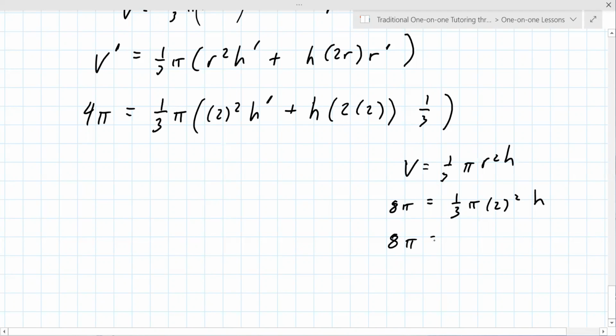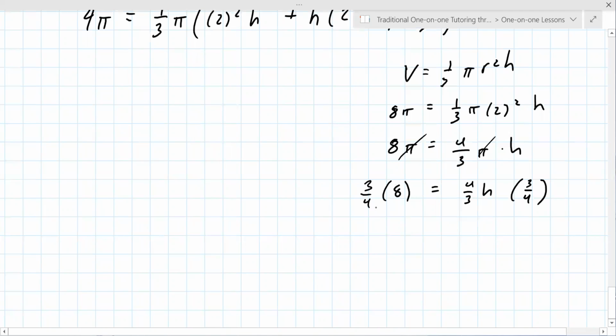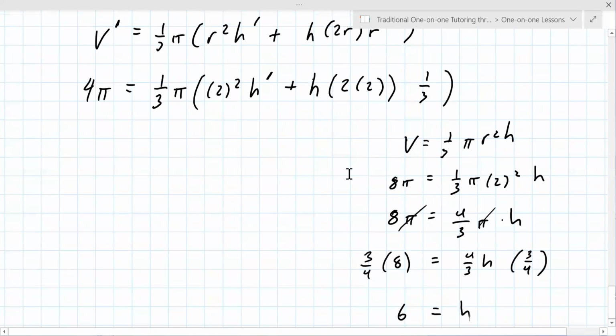On the right here, let's simplify this out a little bit. It's 4/3 pi times h. Okay, so the pi's cancel because they divide out, and then you multiply both sides by 3/4. And then on the left here, it's 6 equals h, and that's the value that goes back into this line up above. So there's a lot going on. So let me just rewrite here.